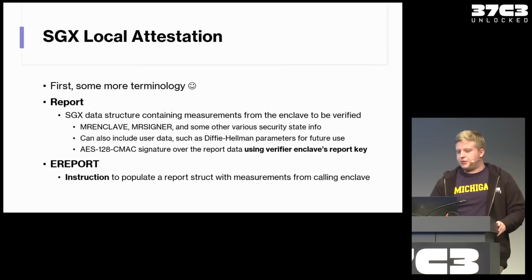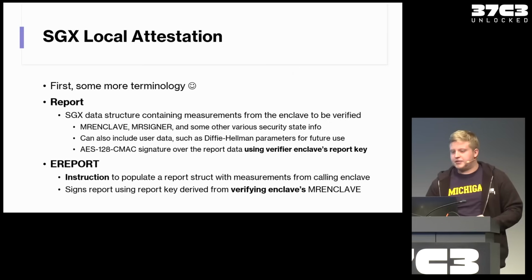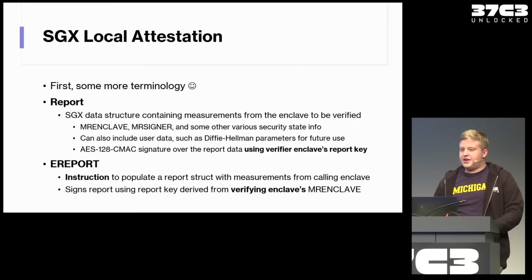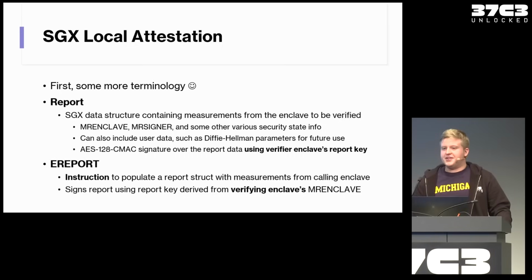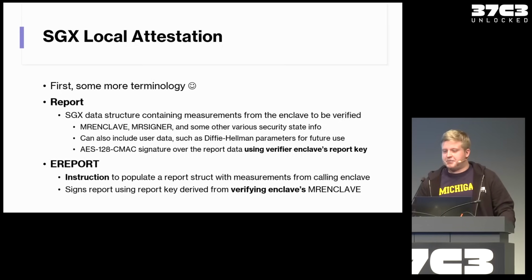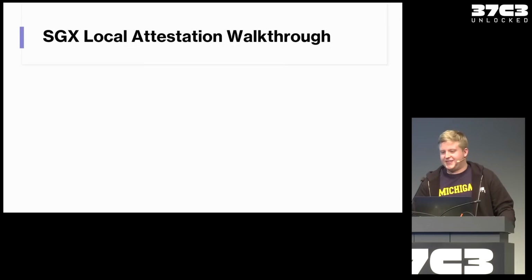And this will populate the report struct with measurements from the enclave that called it. And it can actually derive the verifying enclave's report key and sign the CMAC. So it doesn't actually give you the report key from the other enclave. It will, in one instruction, remember, populate the report struct, derive the key, compute the AES CMAC, and then give that back to you.